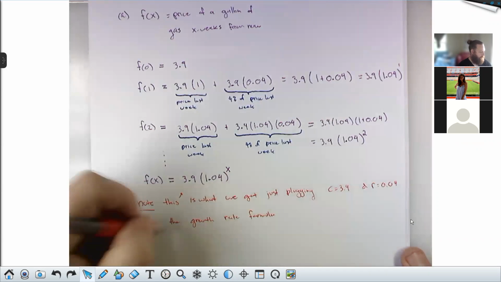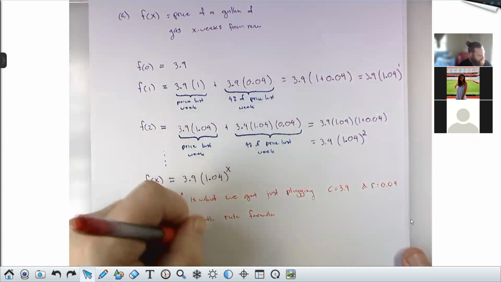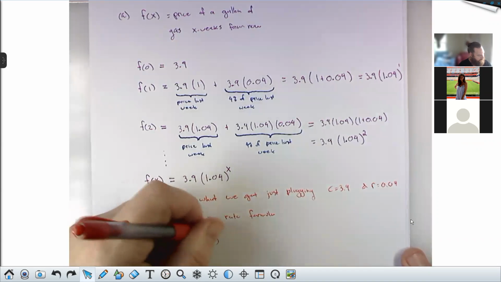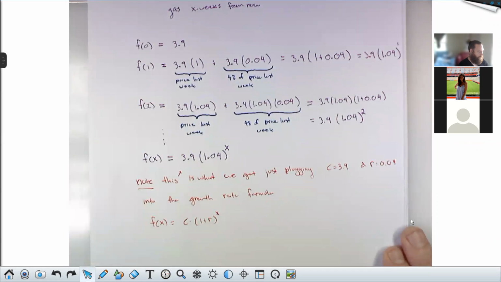Right? If I do that, the growth rate formula was f of x equals c times 1 plus r to the x. If you plug in 3.9 for c and 0.04 for r, this is this. So the fast way to solve this problem is just to take that growth rate formula I gave you on the previous page and plug in the initial value, right? How much gas costs at the start, and the growth rate for R. Pretty cool, huh?